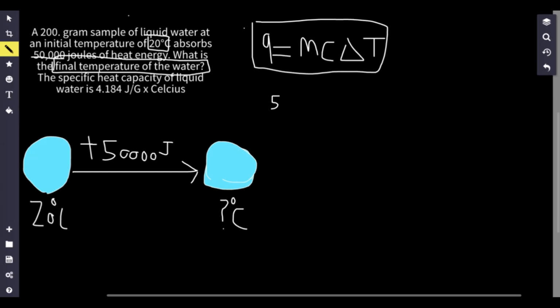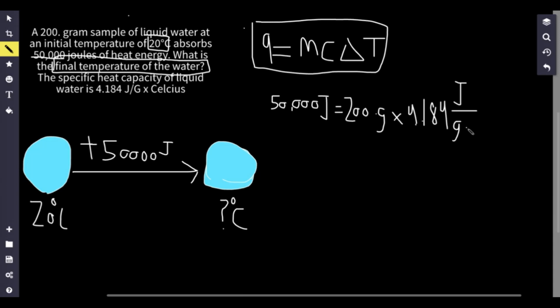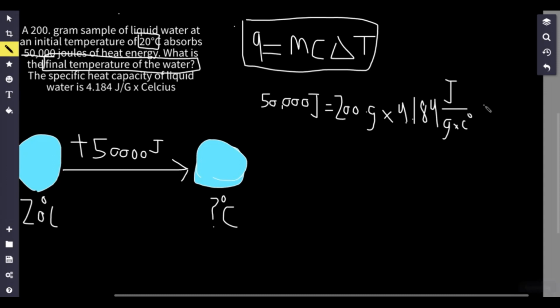Now we're given our Q, the energy absorbed, which is 50,000 joules. And this is going to be equal to our mass, which is 200 grams, times our specific heat of water, which is 4.184 joules divided by grams times Celsius. This is also given to us. But this time, we don't know what our change in temperature is.